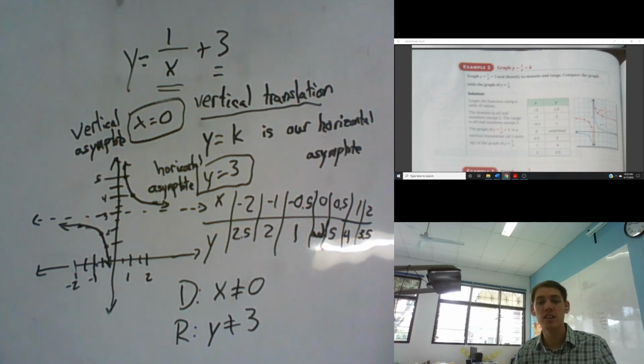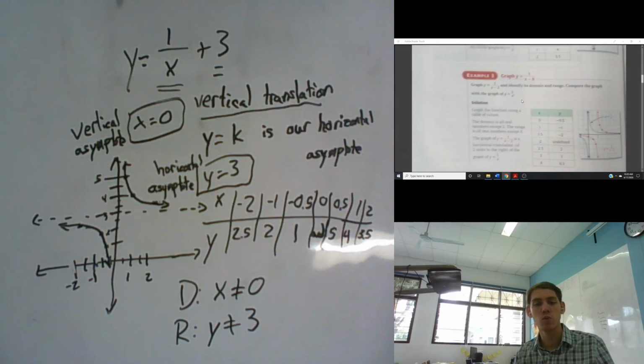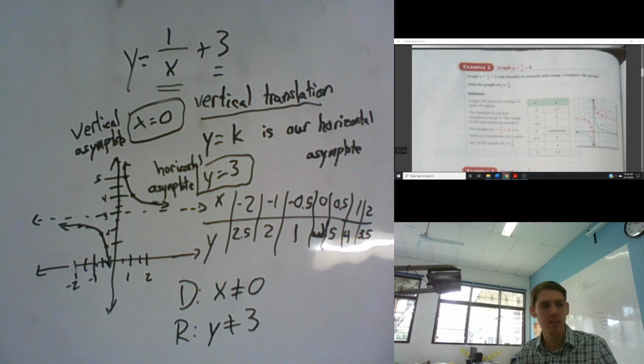So let's do one practice problem, and then we'll go into the next one. Then we'll do the whole compound graph, and we'll be done. Okay, compound graph. So we do one more vertical translation example, then we do a horizontal translation, then we do asymptotes.